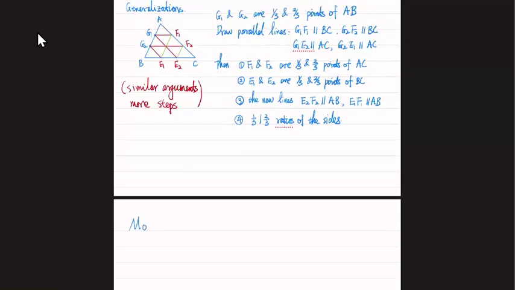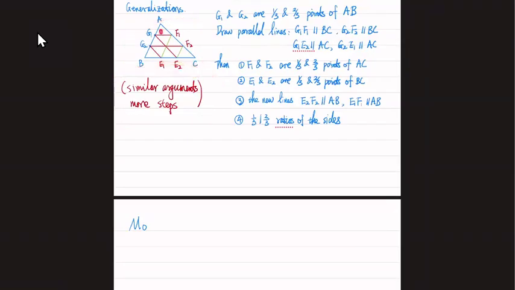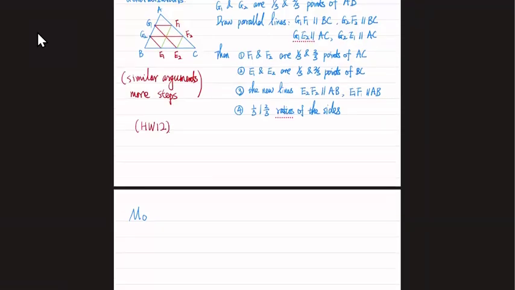In this week's homework, I will ask you to fill in the details of this generalization. You will see how to use congruent triangles and parallelograms. For example, these two lines are parallel to these two lines. So this is a parallelogram. Then use the properties of the parallelogram. So this will be the homework. That's the first generalization. More generalizations.